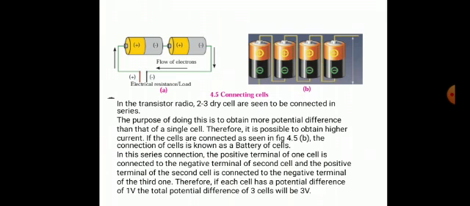In a transistor radio, 2-3 dry cells are seen to be connected in series. The purpose of doing this is to obtain more potential difference than that of a single cell. Therefore, it is possible to obtain higher current. If the cells are connected as seen in figure 4.5b, the connection of cells is known as battery of cells.